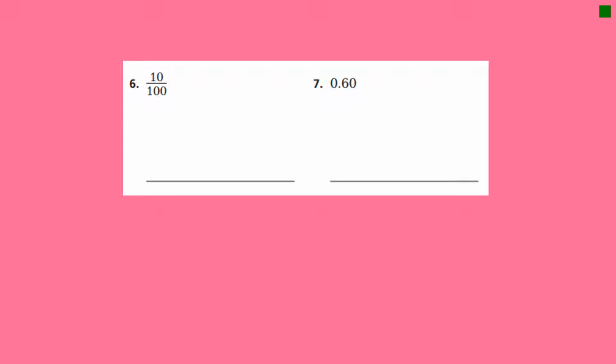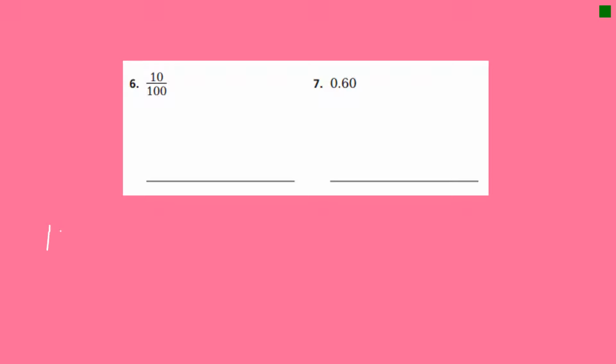All right, so let's see here. Directions for 6 and 7. Write the number as tenths in fraction form and decimal form. So this time we're going backwards, right? The last couple we had to go from tenths to hundredths. This time we're going from hundredths to tenths. Luckily, 10 and 100 are some of my favorite friendly numbers.